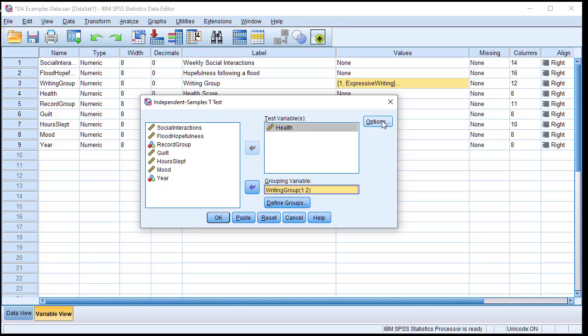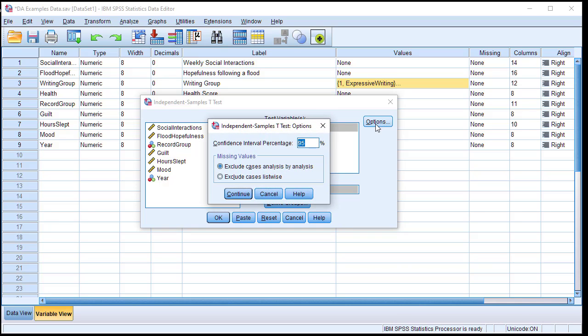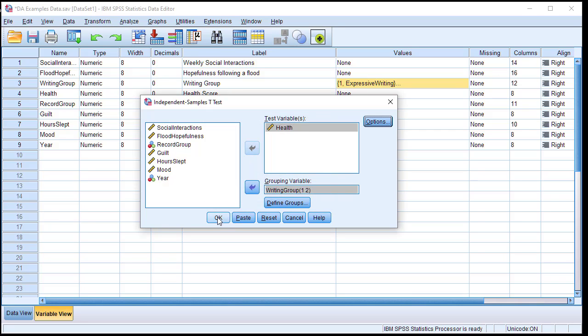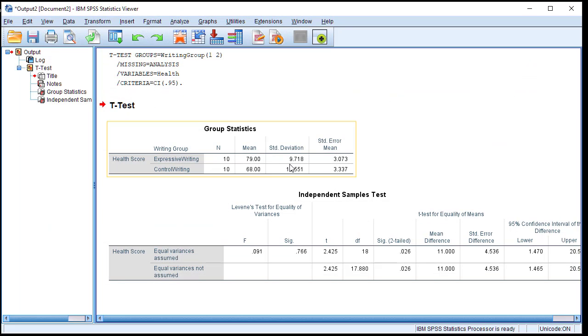And I'm going to check the options just to see if there's anything that's interesting here. It looks like there's not. We're just going to leave everything alone. That's okay. And after we've gotten our test variable loaded and our grouping variable loaded, we can click OK. And we get some output.